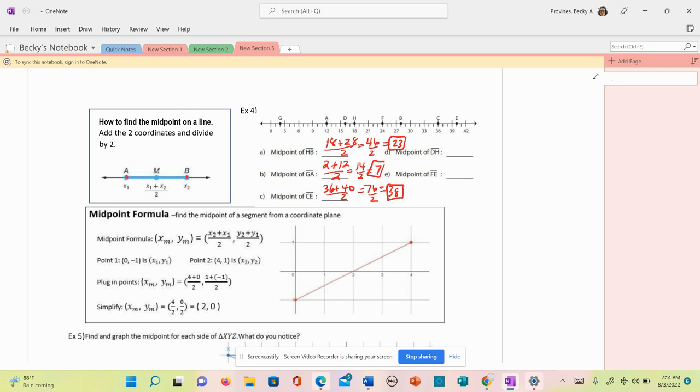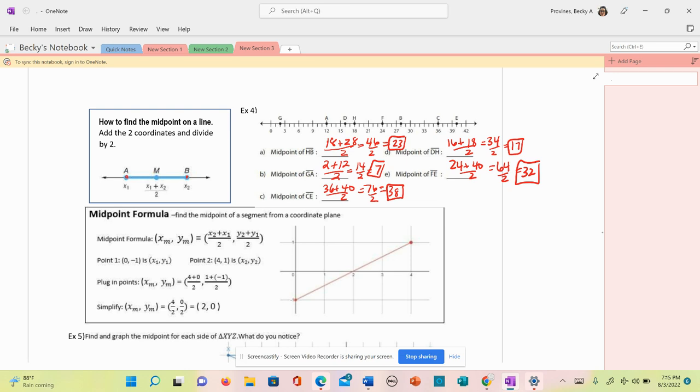Okay, so D is at 16. H is at 18. You add them up. 16 plus 18 is 34. Divide by 2, and it's 17. Last one of these. F is at 24. E is at 40. So what is that? 64. And half of that is 32. All right, so this is getting you warmed up for the next part.